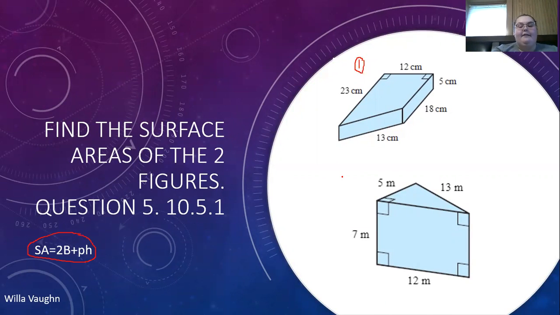So now we're going to do the second figure down here. And we notice that it has a triangle base. So the formula for that is going to be the same thing, 1/2 times base times height. And the area of the triangle using the formula is 30 meters squared. So the perimeter, doing the same thing we did up top with the trapezoid, is going to be 30 meters. So using our SA equals 2B plus PH equation, we're going to get 2(30) plus 30 times 7. And that's going to give us 270 meters squared.